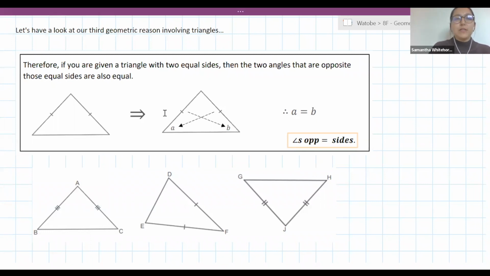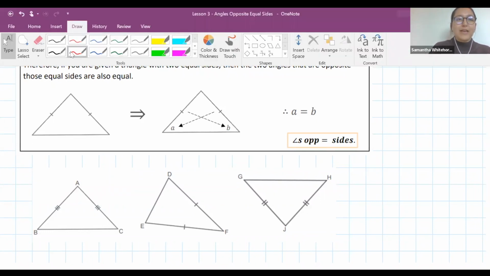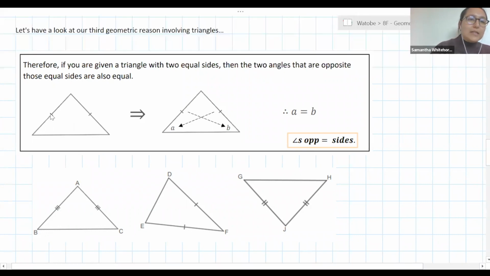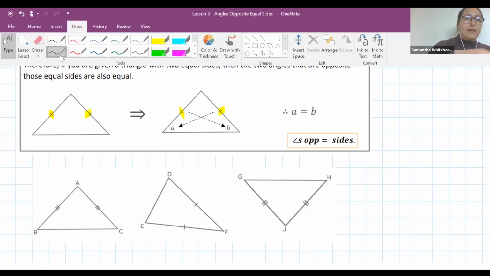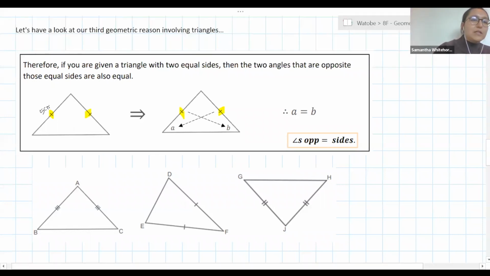The first thing to be mindful of is that anytime we have these little lines on a side like that, that's telling me those lengths are equal. Whatever the length of the side is, they are the same. So if, for example, I had a label here of 5 centimeters, the lines indicate that both of those sides are 5 centimeters. So they are the same length.